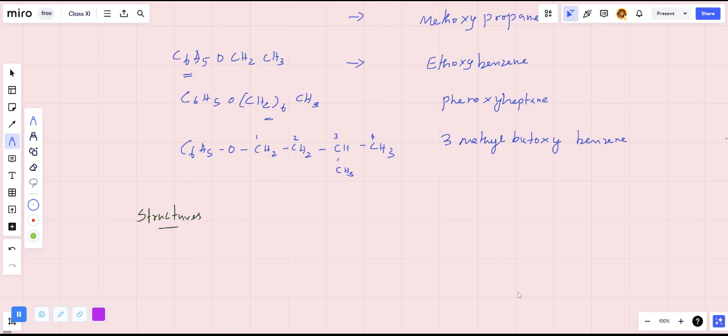Now we will see the structures for alcohol, phenol, and ethers. The structure means how the functional group is attached with that. Okay, alcohol, phenol, the structure. So first we will see about alcohol. So here one simple alcohol I'm taking. It's H and OH.